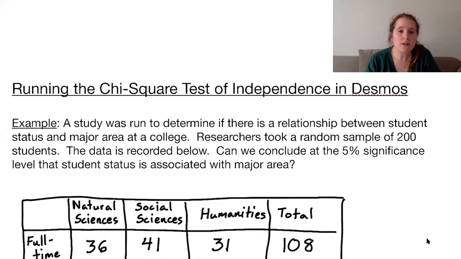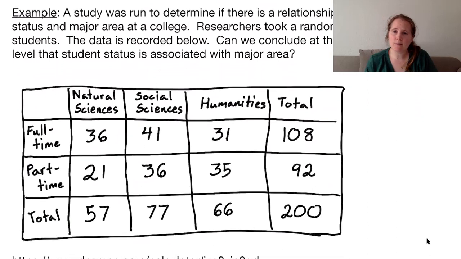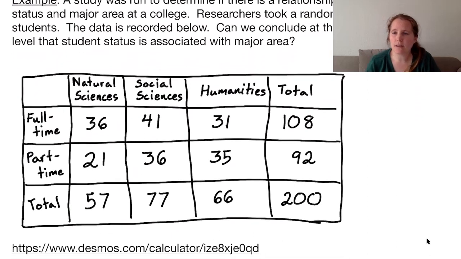So in previous videos, we talked about what the hypotheses would be, as well as what we would expect if the total row and column were the same, but then the numbers were more evenly distributed between the other boxes. Now we're going to go ahead and actually just run the test in Desmos.